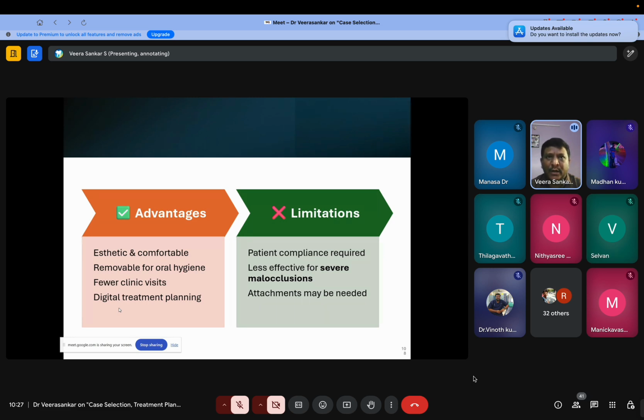Since it is a removable appliance, patient compliance is very much required to achieve the desired results. It is less effective for severe malocclusion when it comes to conventional aligners. And attachments may be necessary to make the aligners work in a more effective manner.